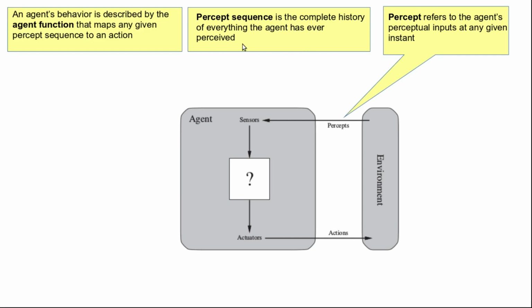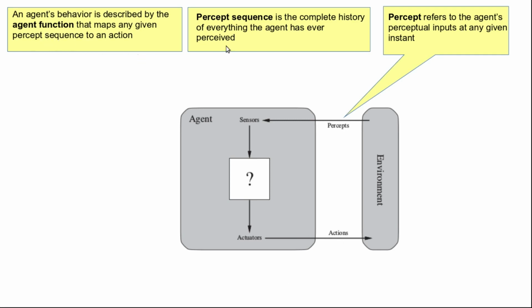Now the agent's behavior is described by the agent function, and what the agent function does is map any given percept sequence to what action needs to be performed. Remember, the agent acts upon the environment by performing some actions. So what action needs to be performed is specified by the agent function.